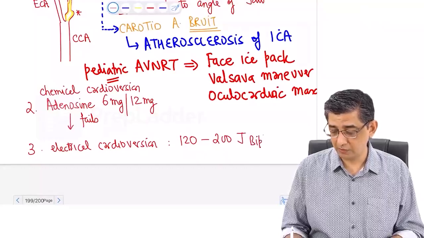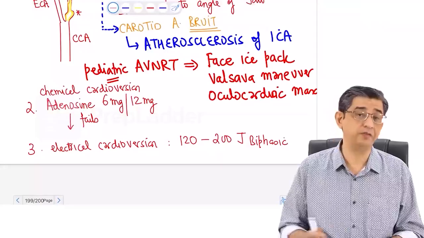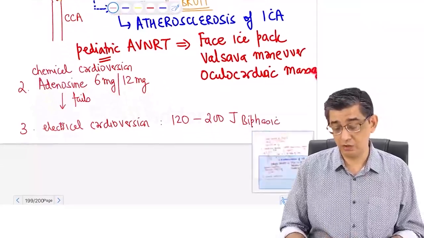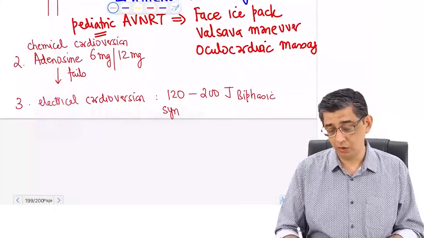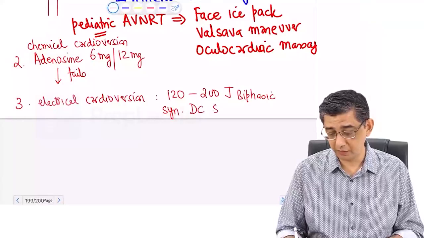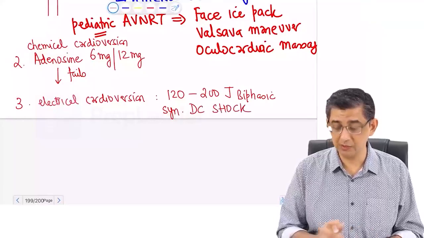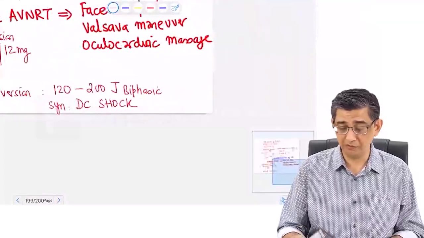All the models that are available nowadays will be delivering biphasic DC shock, and this DC shock will always be called synchronized DC shock. I want to make it very clear before you what you mean by the word synchronized DC shock is that the computer will fire the impulse.